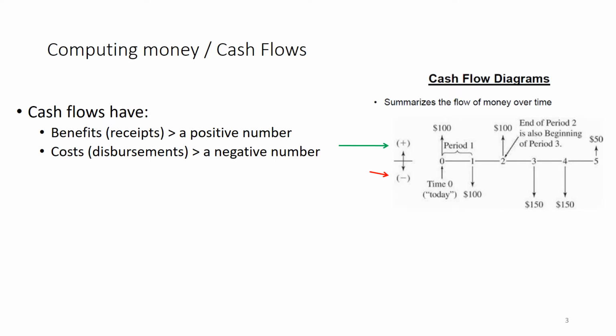Let's see this simple cash flow diagram. You use your money at the first year, 1000, and then at the end of period 2, you get back 100. At the third year, you use another 150. At the fourth year, you use another 150 of your money. And at year 5, you gain back 50 ringgit.